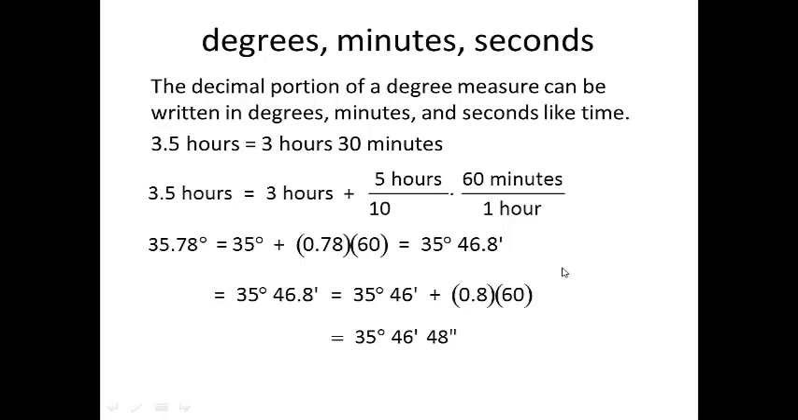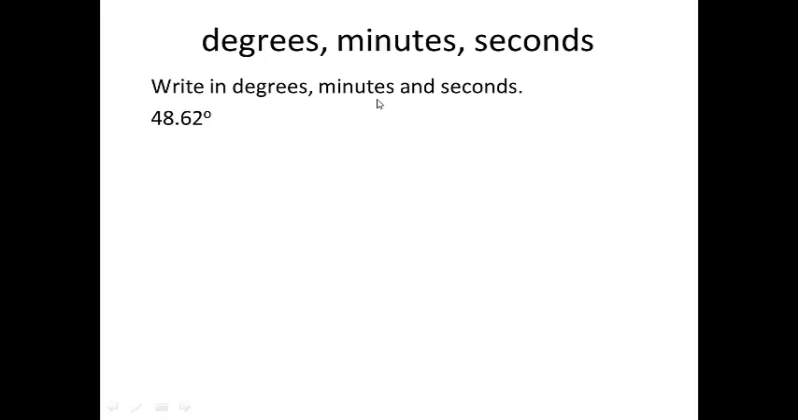Okay, let's do one more. We're going to write this in minutes and seconds. So we write down the 48, take the 60, and I'm going to do it this way because the PowerPoint kind of confuses me. So we're going to take the 48 degrees, and then we're going to take this 0.62 of degrees and multiply that by 60 minutes per degree, and we're going to get 37.2 minutes. So we can write 48 degrees and 37 minutes, and then the 0.2, that's in minutes, we multiply that by 60 to get seconds, so that will be 12 seconds.